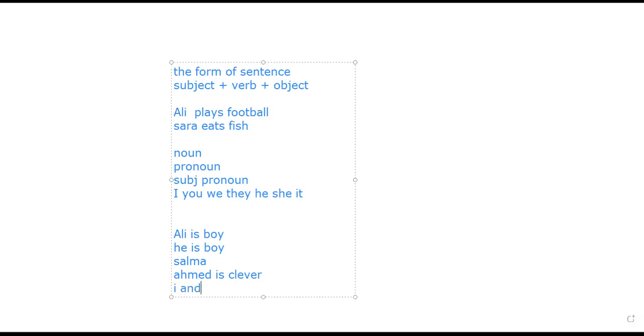Miss, I and my sister. I want to replace this with a pronoun. What do I say? What pronouns will be suitable with this? I, or you, or we? I, you, we, they.